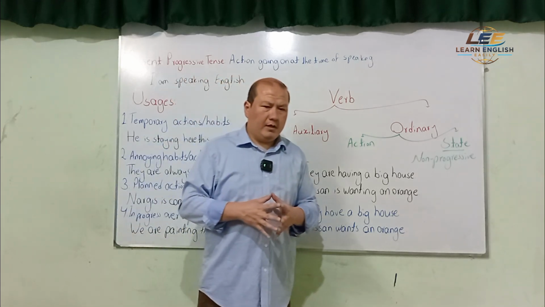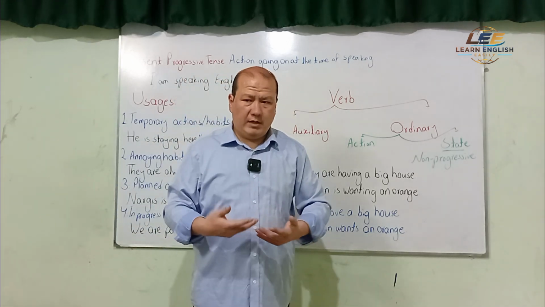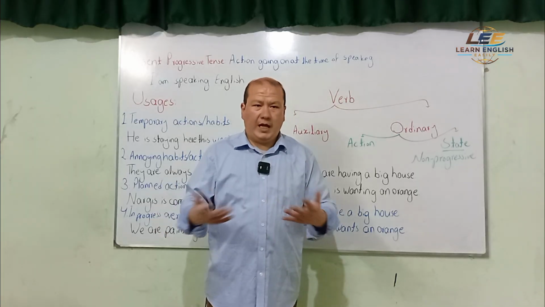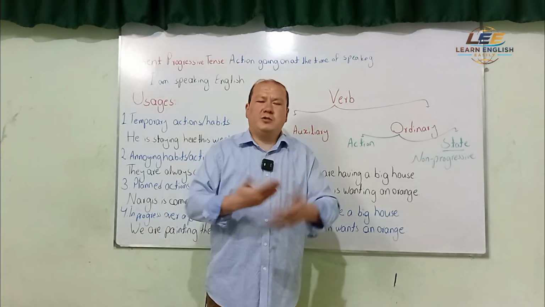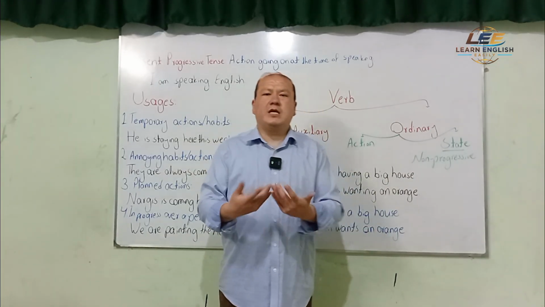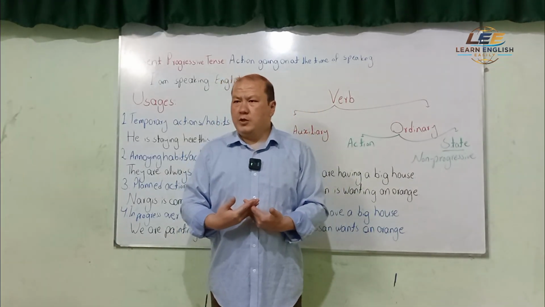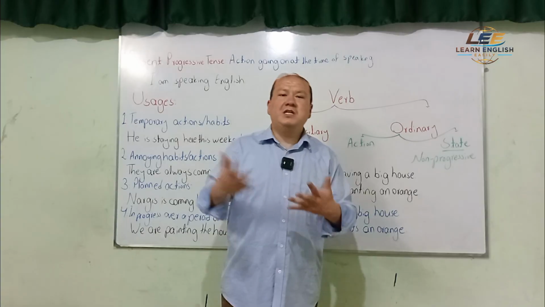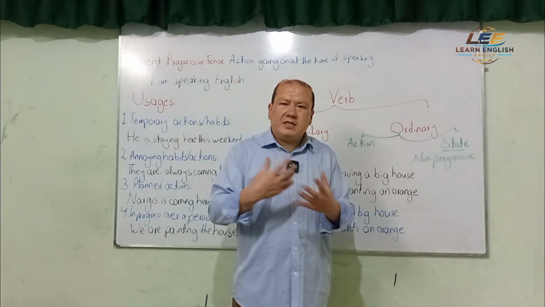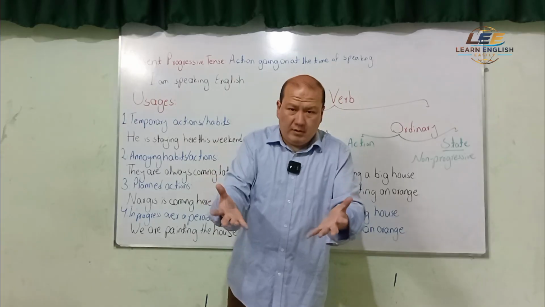Action verbs are the verbs that show action, like study, walk, swim, play. They are actions. You do something. What are the state verbs? They just show a state. For example, you need something, you like something, you hate something. They're just a state. You don't do any action. You're not doing anything.